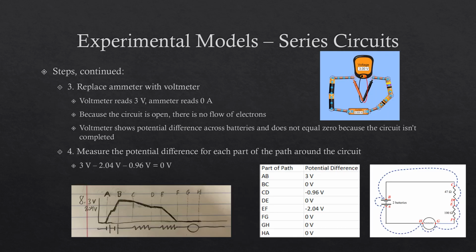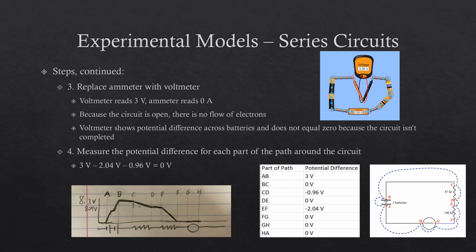Then I replaced one of the ammeters with a voltmeter, leading to the voltmeter reading 3 volts, while the remaining ammeter read 0 amps. This is because the circuit was open, so there was no flow of electrons, and the voltmeter simply shows the potential difference across the batteries and does not equal 0 because the circuit is not completed.